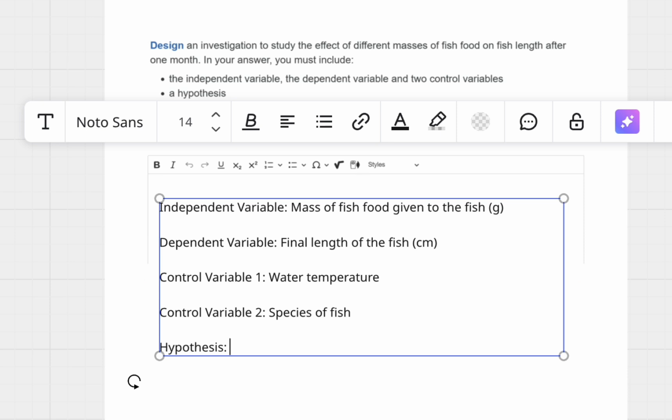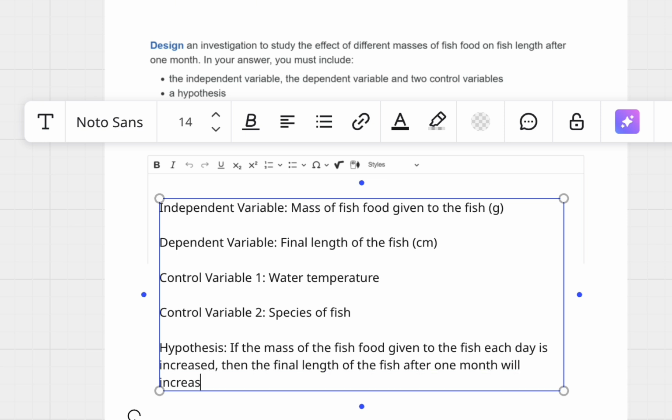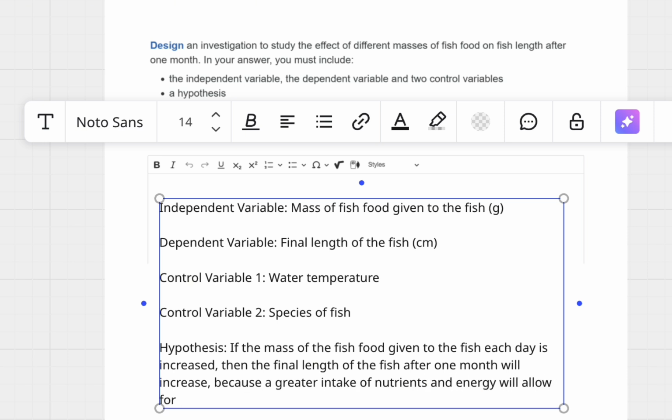So let's write, if the mass of the fish food given to the fish each day is increased, then the final length of the fish after 1 month will increase, because a greater intake of nutrients and energy will allow for the fish to produce more biomass for its growth. This is going to be our hypothesis.